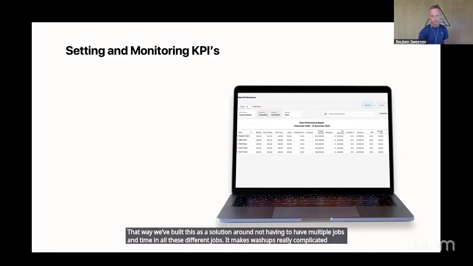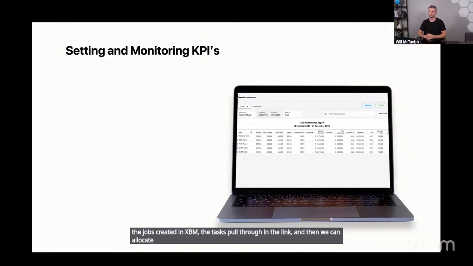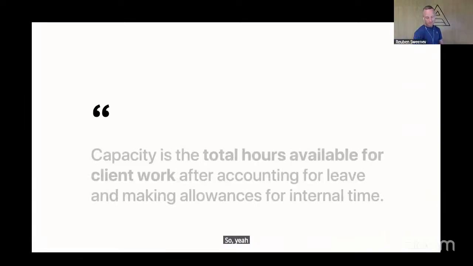Yep. So the jobs are created in XPM, the tasks pull through into Link, and then we can allocate all that work out to our team members. And the beauty is, because we're able to allocate that work out in Link, we can calculate capacity live from there. So yeah. Thanks, Will.